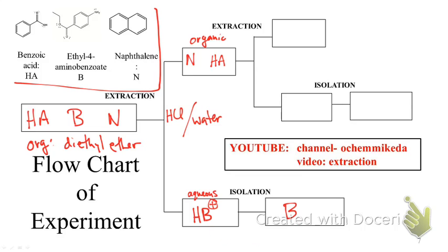How can I do that? How can I convert HB to B? What has to change? H plus. I have to get rid of H plus. So HB needs to act as an acid. What do acids react with? What should we add? A base. NaOH, what's its physical state? Solid, liquid, gas. So solid.